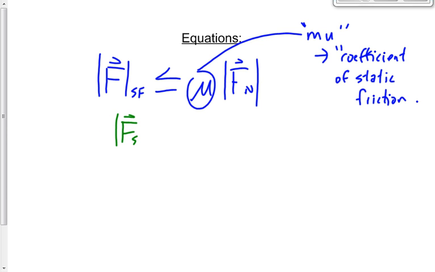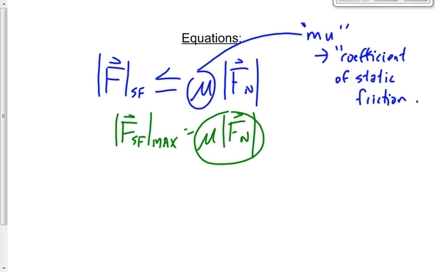We're going to say the maximum force of static friction is equal to mu times the normal force. In other words, this is the maximum force. The force of static friction will either be less than or equal to the maximum force.